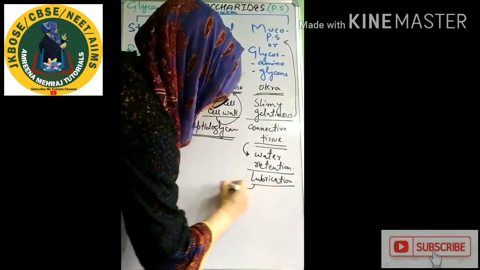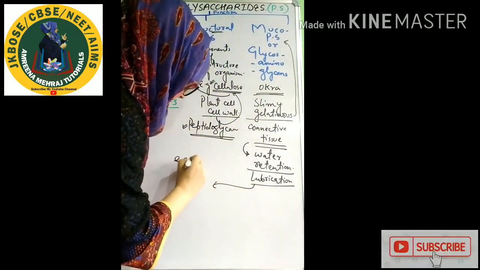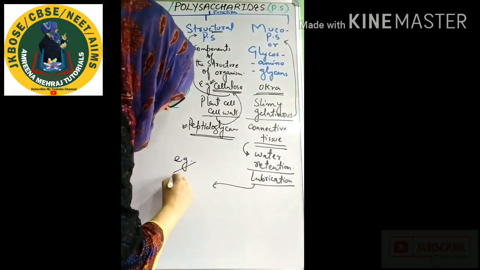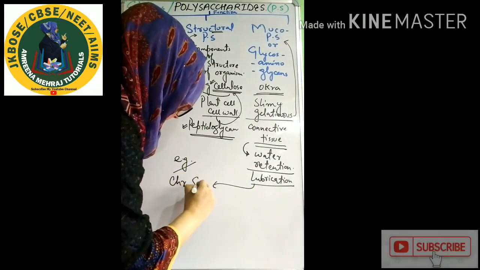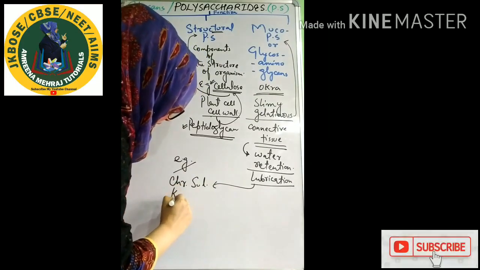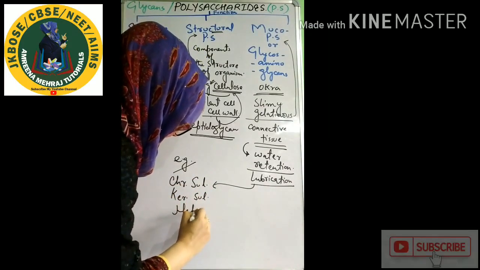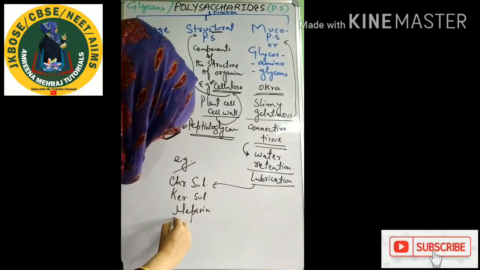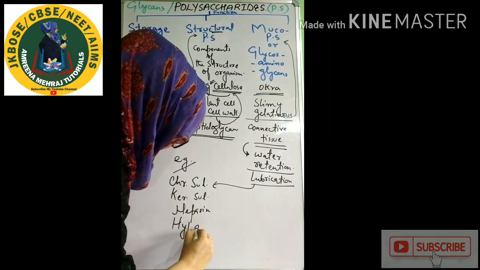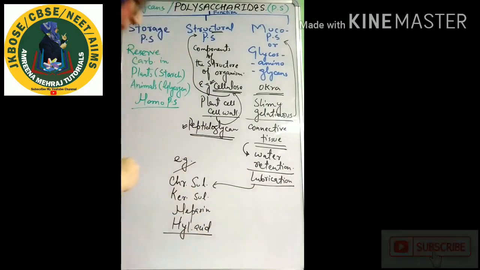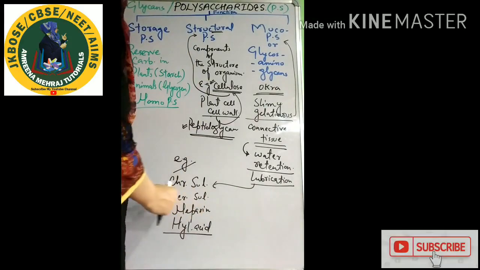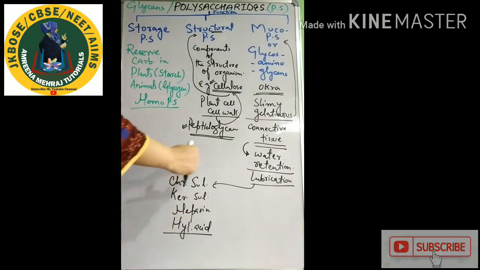Examples for this category I have already given you. Let me quickly remind you of those. I have given you the example of chondroitin sulfate, keratin sulfate, heparin, and hyaluronic acid. I have given full forms ahead before this. So these are some of the examples of your mucopolysaccharides.